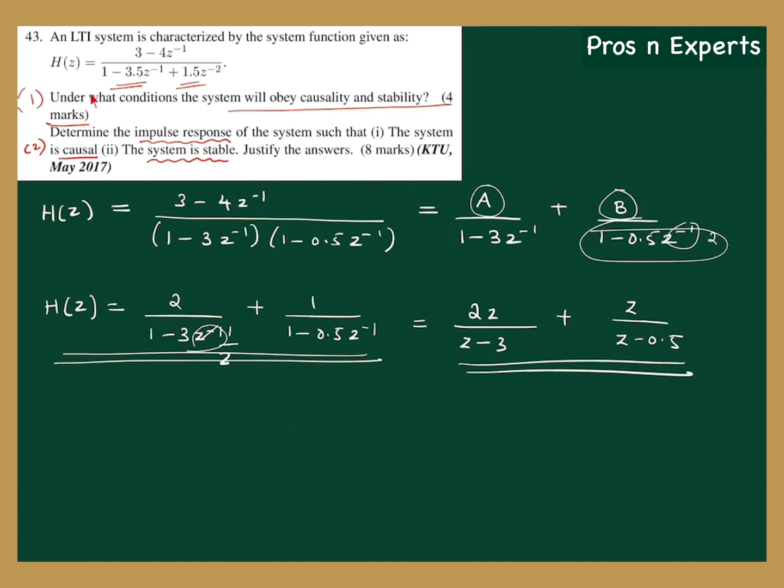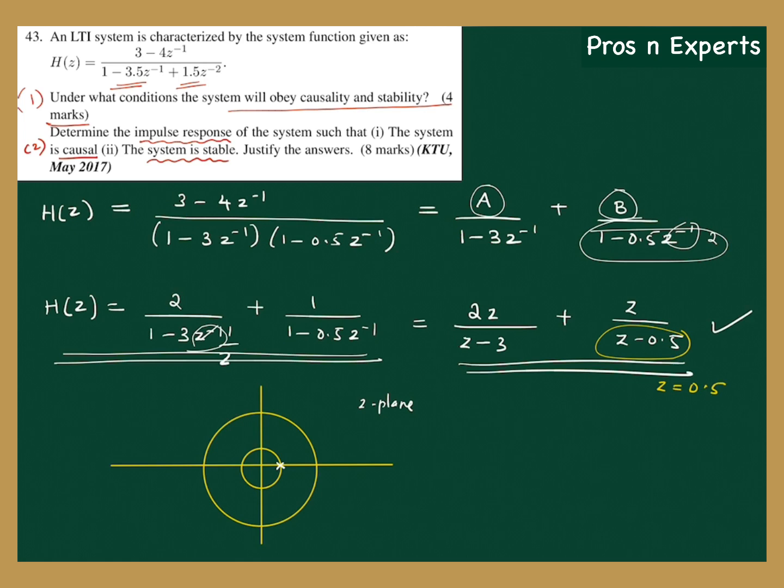Now let us see the first part of the question again. Under what conditions will the system obey causality and then stability? So let us draw the pole-zero plot of this H(z). This is the z plane, and this is the pole z equal to 0.5. From this denominator z equal to 0.5 is a pole, and from this denominator z equal to 3 is also a pole. So these are the poles of this transfer function H(z).